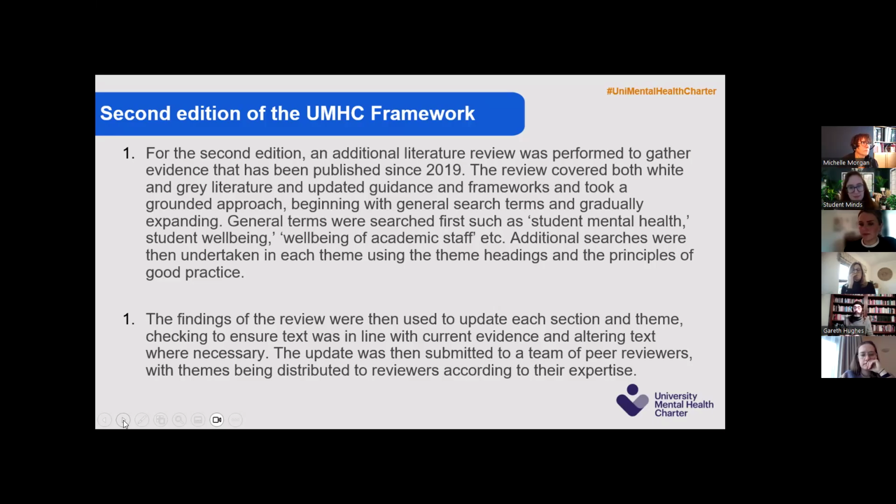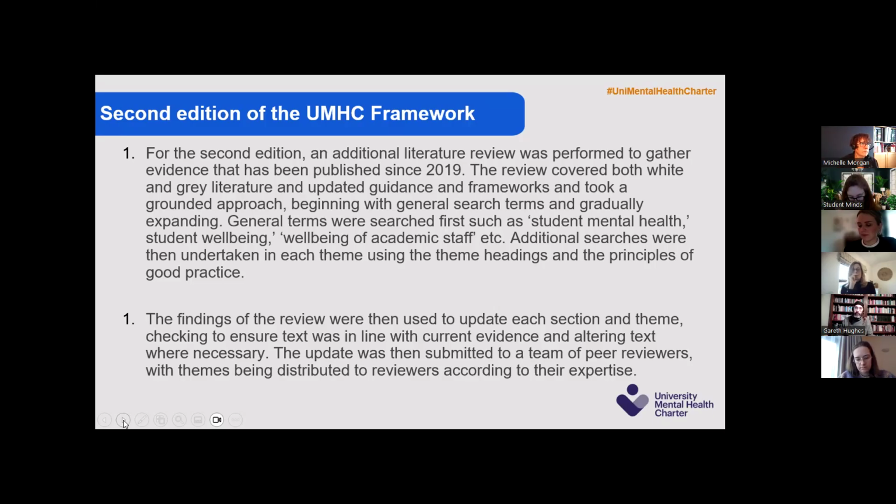And then that update was submitted to a team of peer reviewers so that all of that was checked, that somebody external had checked all of it to make sure it was still in line with the evidence. That resulted in a few more tweaks and a few more changes. Nothing substantial this time around, I'm pleased to say. But that then led to the publication of that second edition of the framework, so that is now as up to date as it can be.